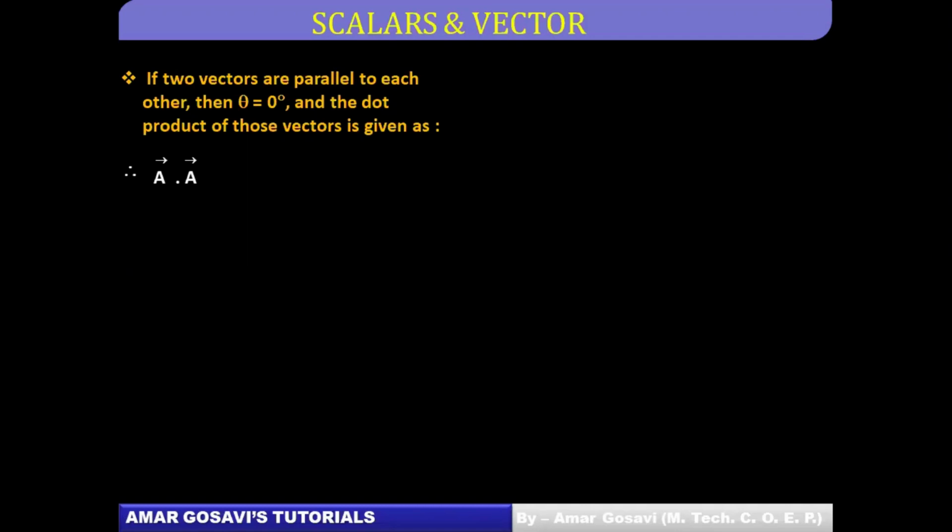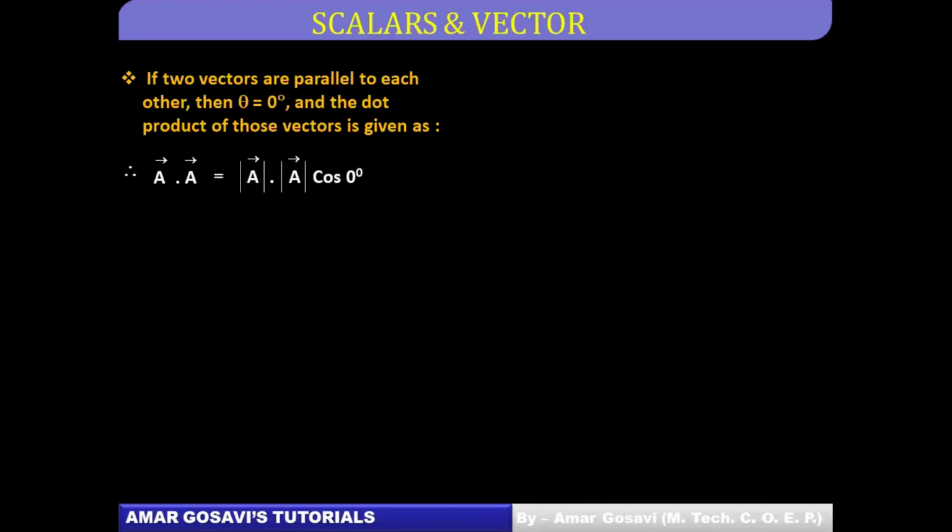Either they are parallel or they coincide, and therefore the angle between them is zero. So a bar dot a bar, we also call it the self dot product, will be given as per definition: magnitude of a multiplied by magnitude of a again, not b because it is a self dot product, and cosine of what angle? Zero.